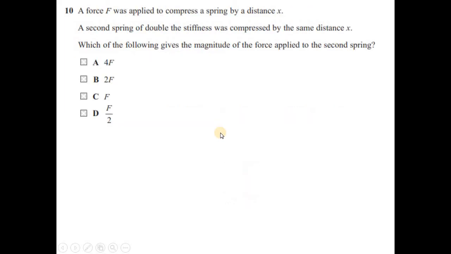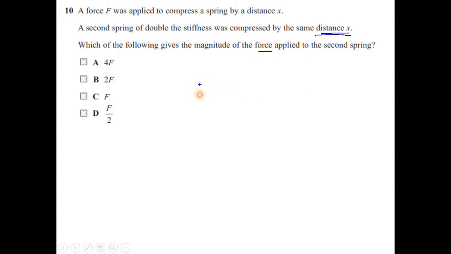Question number 10. A force F was applied to compress a spring by a distance x. A second spring of double the stiffness was compressed by the same distance x. Which of the following gives the magnitude of the force applied to the second spring? So we need to find the amount of force for the same extension.